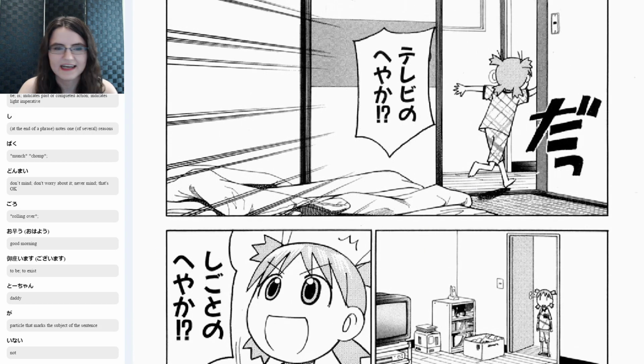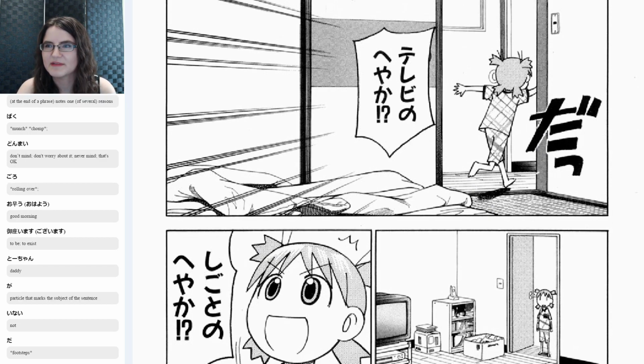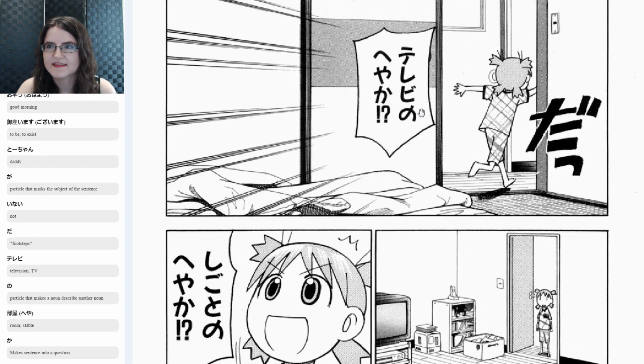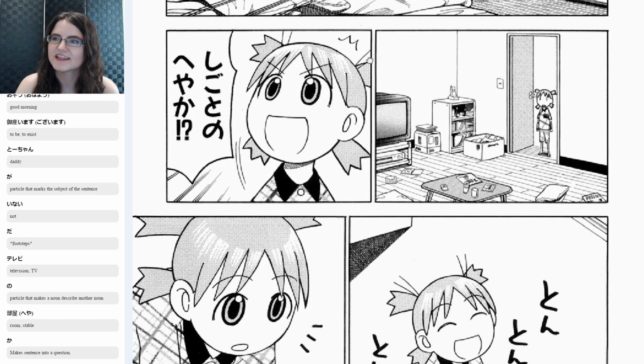Like, so we have da, which is the sound of her footsteps. And then terebi no heya ka. So terebi is the TV. And then this no is making it describe heya, which is the room, so the TV room. And then ka makes it a question. So like maybe he's in the television room. But no, he's not there. So about shigoto no heya ka. So that's like the workroom where he does his job.